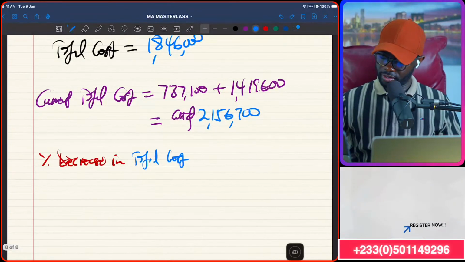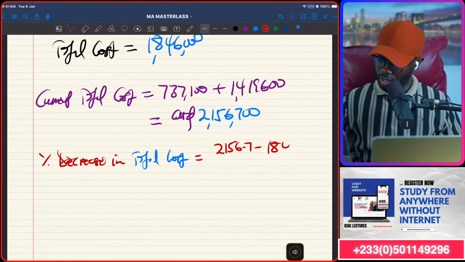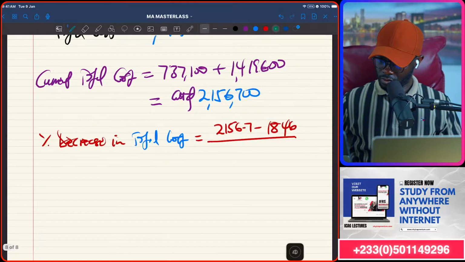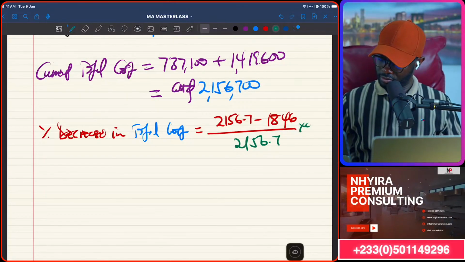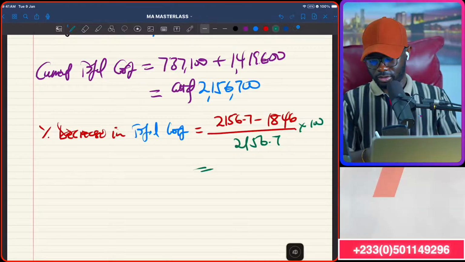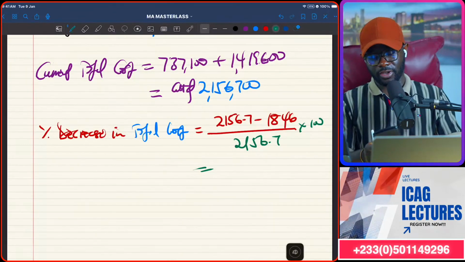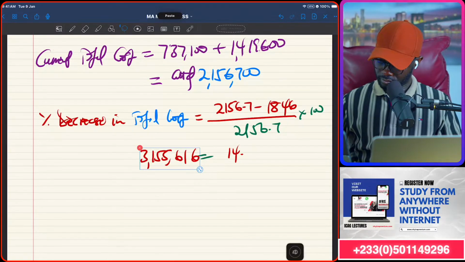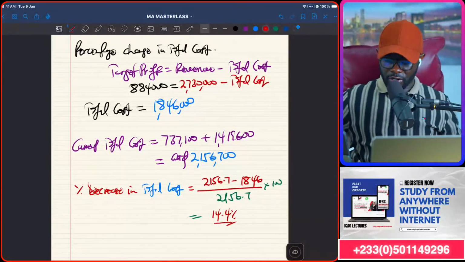So total cost decrease will be, let me not deal with currency, 2156.7 minus 1846 over 2156.7 times 100. So our total cost, take it out again, 2156.7 minus 1846 over 2156.7 times 100, 14.4%. So our total cost must go down by 14.4% for the target profits to be achieved.